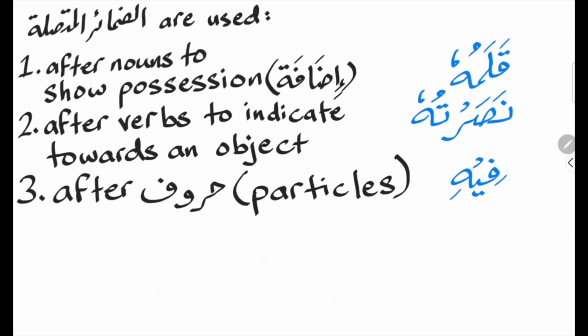There you go. I just wrote 3 examples individually for each phrase. So after nouns to show possession, the example for that is qalamuhu. After verbs to indicate towards an object, the example for that is nasartuhu. And lastly, after huruf, an example for that is fihi.